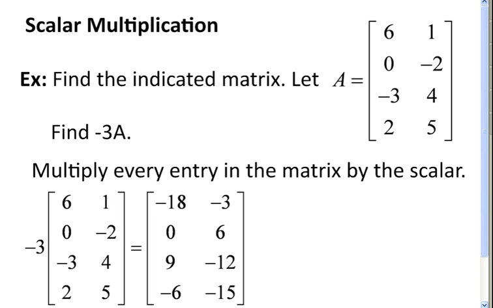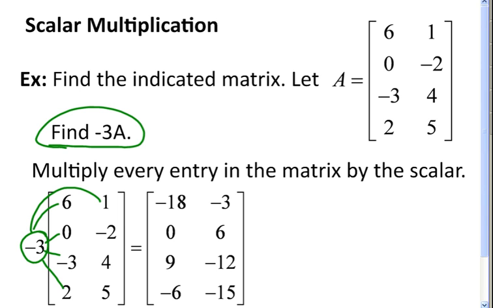All right, scalar multiplication. Example, find the indicated matrix, and we're going to let A equal that 4 by 2 matrix. It says to find negative 3 times A. So we take the negative 3 and we multiply by each term or entry in the matrix. Negative 3 times 6, negative 18, negative 3 times 0. It's always in the same position. Any number on the outside multiplies by each entry on the inside.